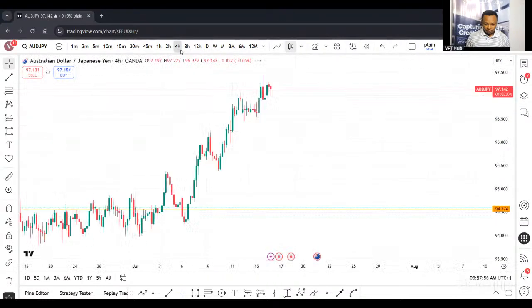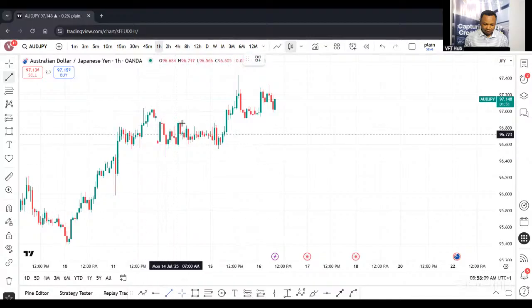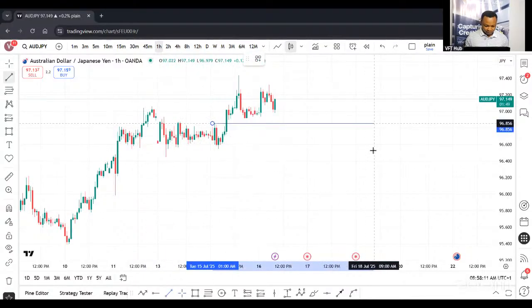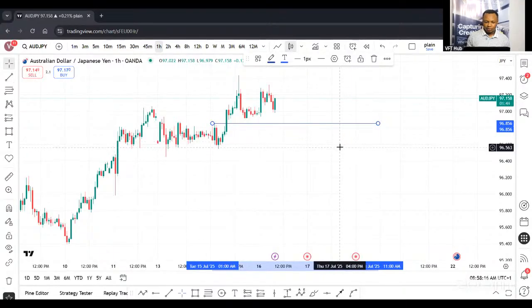Now let's look at possible immediate trades that can be taken on AUD JPY. If you look at the 4 hour and the 1 hour time frame, you see that it is very similar to what is happening on Euro JPY. So from where price is, I'm expecting an outright buy to the upside. If any retracement is going to happen, then I expect it to happen all the way to 96.856. Apart from that, I'm expecting it to buy from here.